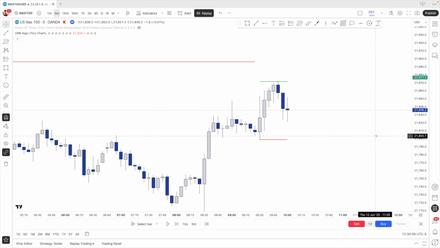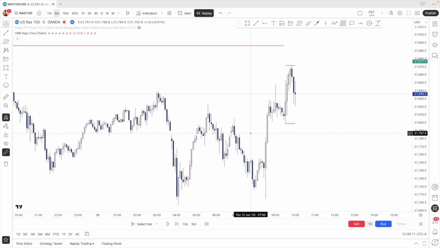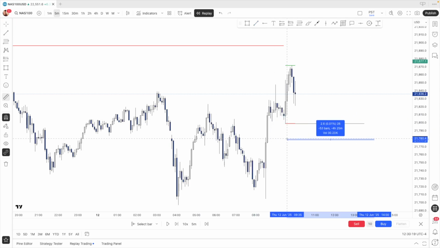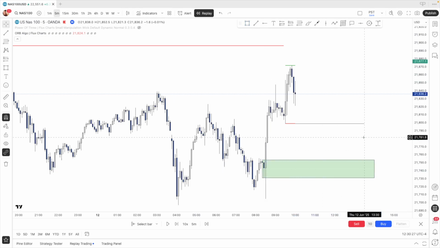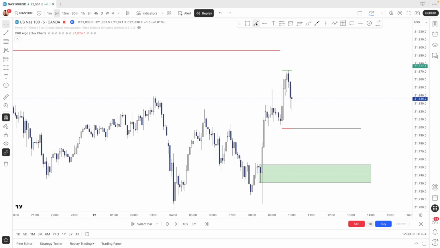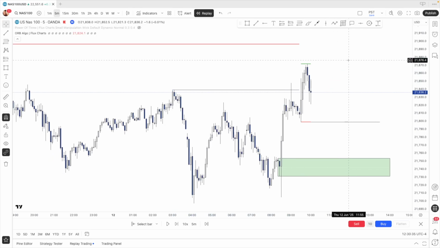So let's quickly zoom out a little bit. Let's see what we have. We have liquidity resting right over here inside of this fair value gap that overlines with the low right over here. We have a nice order block area right over here. A bunch of fair value gaps, as you can see. We took liquidity right over here.